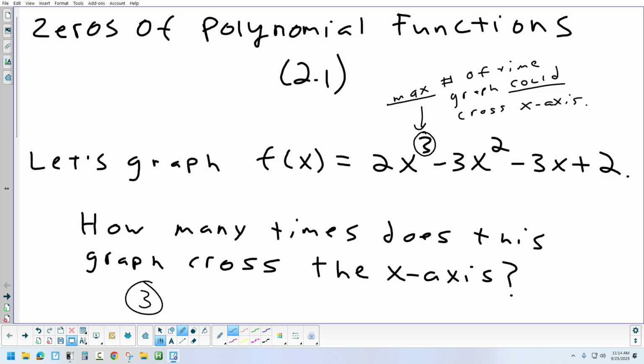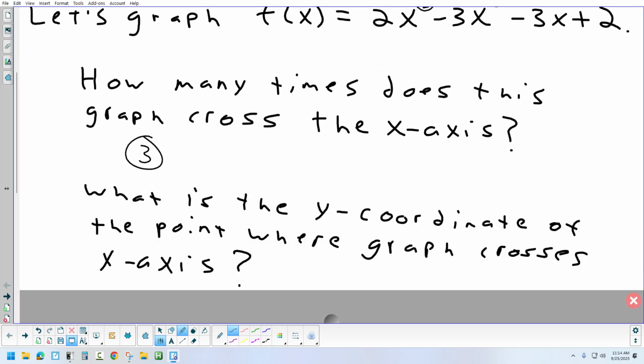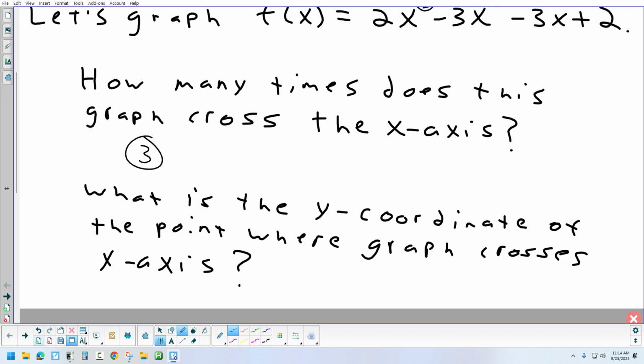It's the highest exponent. Generally, we like to put the highest exponent first. If it's not first, you might have to look somewhere else. But the highest exponent will tell you the maximum number of times it could cross the x-axis. Now, what's the y-coordinate for any point that's on the x-axis? Yep, 0. The y-coordinate for any point on the x-axis is always 0.